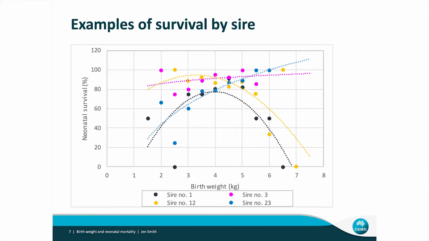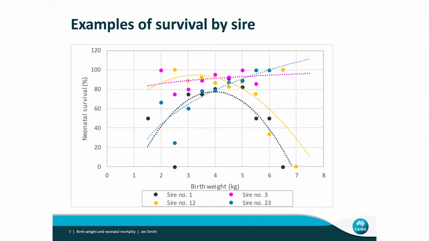If you then look at the pink dots, which is sire number 3, you can see that there's a linear relationship there, and that's a sire that had quite high overall survival rate. So he hardly lost any progeny at all, and birth weight had effectively no effect. And then the last one is the blue dots. He also has a fairly linear sort of relationship, but this is a sire that had a lot of twins, and consequently a lot of the lambs were low birth weight, and so he had high mortality at that lower birth weight end. But high birth weight lambs were really not a problem for that sire. So that just gives you an indication of the sorts of variation that you see between sires.